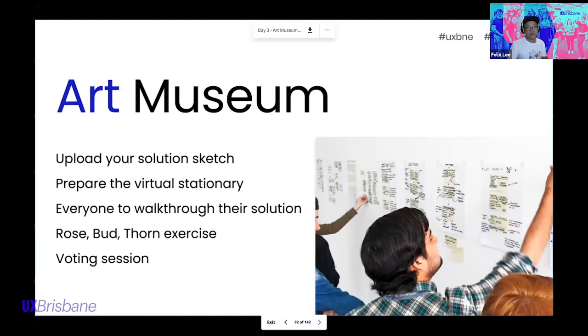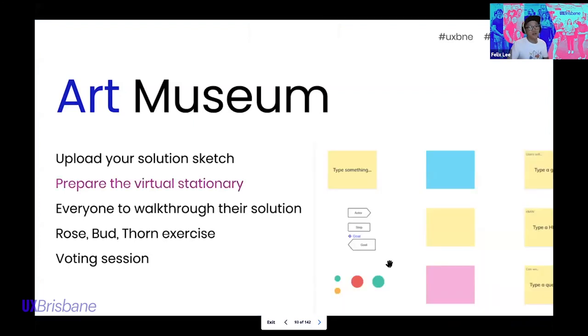So this is an example from Figma, which my team and I use in the company as well. We create components of sticky notes, and then we use circles of different colors and different sizes as components to make sure everyone's using the same thing to prepare that stationery.